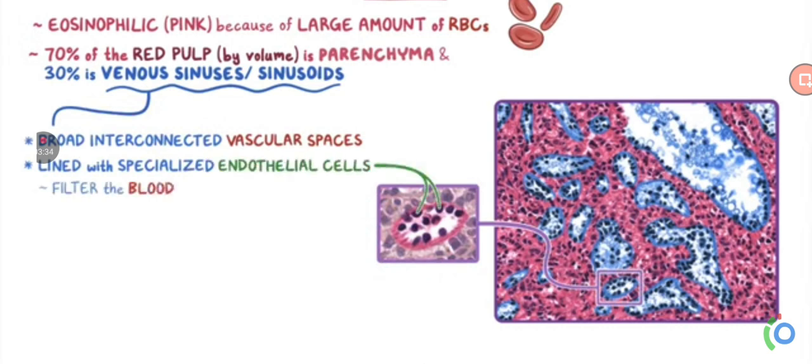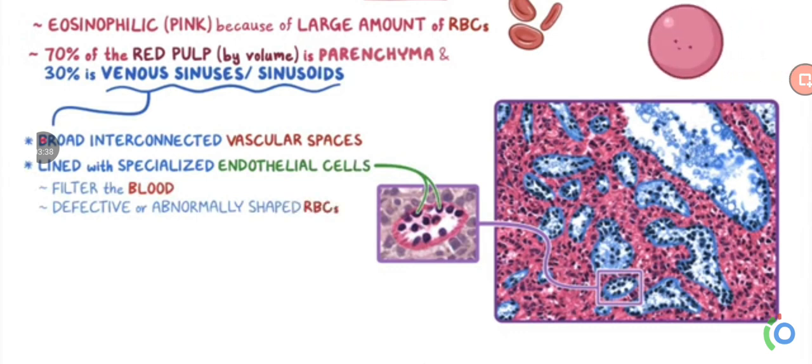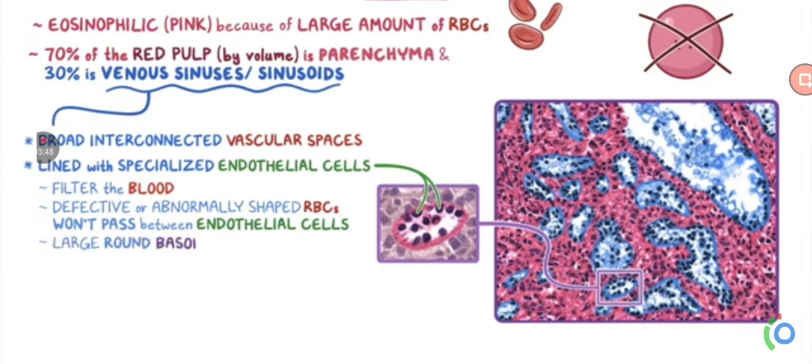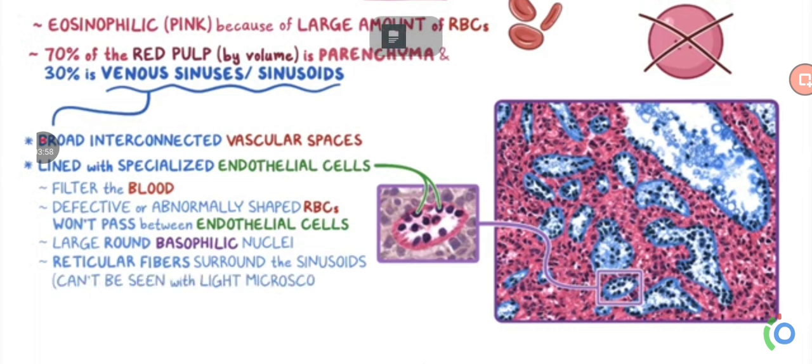the blood. Defective or abnormally shaped RBCs, such as spherocytes, won't be able to pass between the endothelial cells, and they'll eventually be removed by nearby macrophages. The endothelial cells have large round basophilic nuclei and have reticular or net-like fibers that surround the sinusoids to provide structural support, although they can't be seen with light microscopy alone.